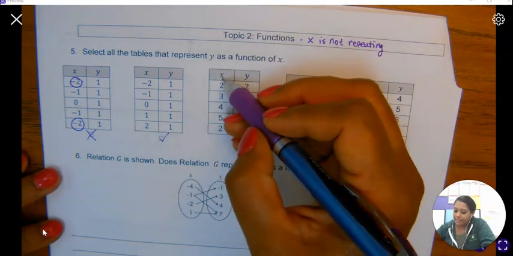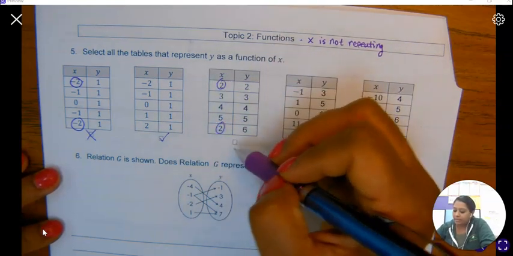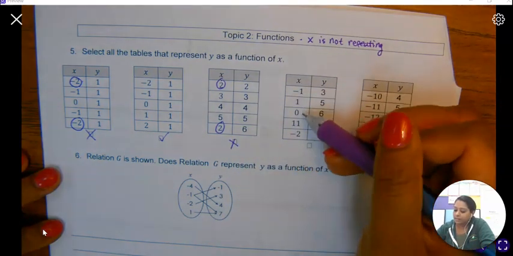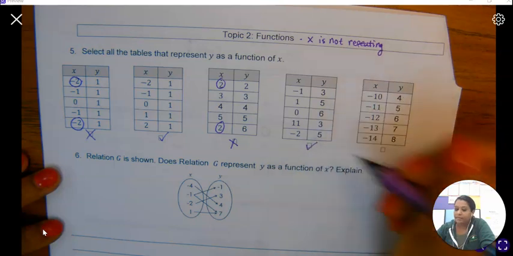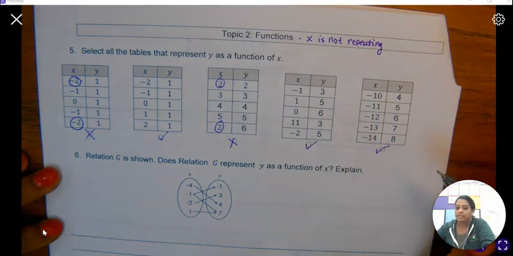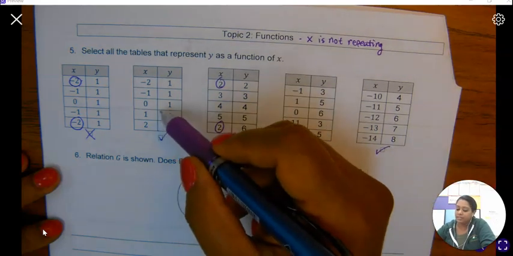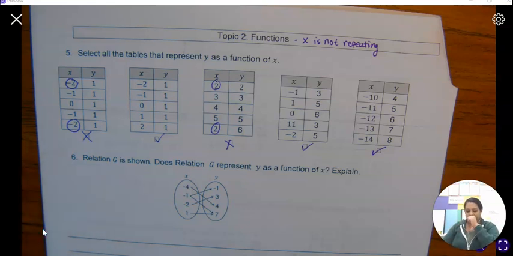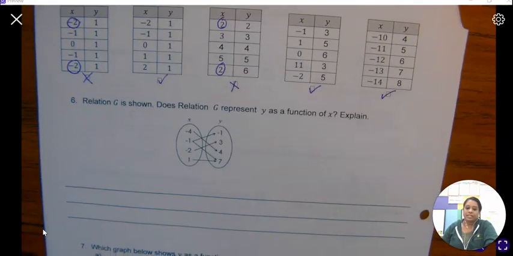Right here, I see that the 2 is repeating, so this is not a function. Nothing is repeating here, which means it is a function, and nothing is repeating here, so this is a function. So this one and this one are functions, and then the other two are not.